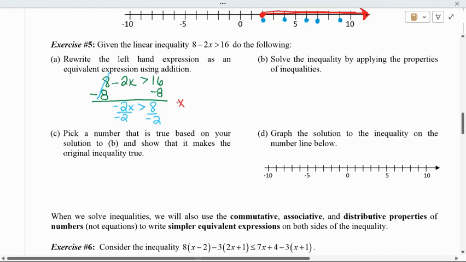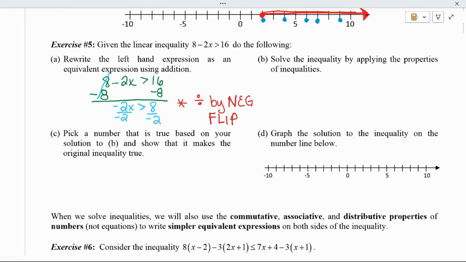So I'm going to put a little note here that says you are dividing by a negative, which means you have to flip your inequality. You're dividing by a negative, which means you have to flip your inequality. So let's see, negative 2 divided by negative 2 is 1, so that just leaves me with 1x. And positive 8 divided by negative 2 is negative 4. But I have to flip my inequality. So instead of it being greater than, it is now going to be less than. Good job.